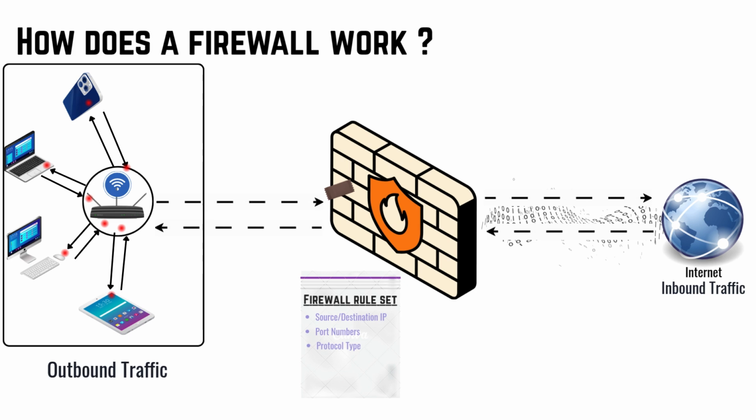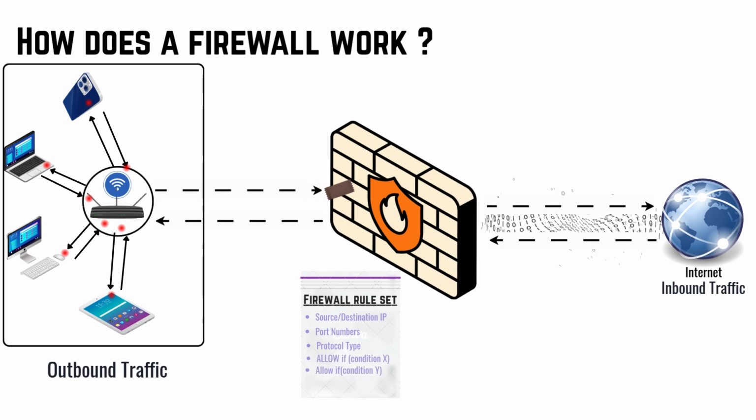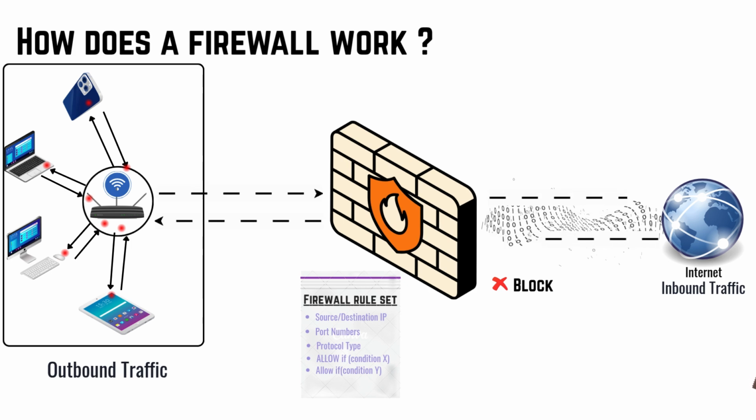It then checks this information against its predefined rule set. If the packet matches a rule that says allow, the traffic passes through. If the packet matches a rule that says block, the traffic is immediately dropped. This process allows it to regulate both inbound traffic from the internet to your network and outbound traffic from your network to the internet to ensure compliance and security.